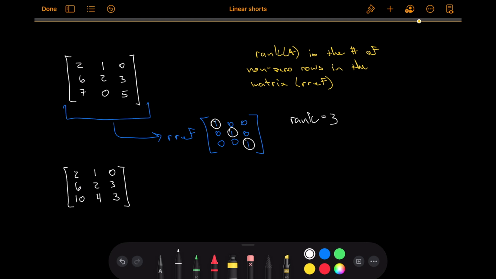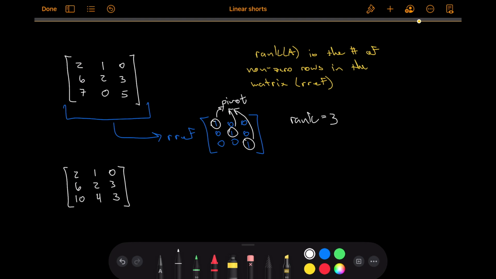Another thing that we should know is what a pivot is. And so these leading ones are all what is called a pivot. And so a pivot is basically a leading one, such that all the rows following below it are zeros.